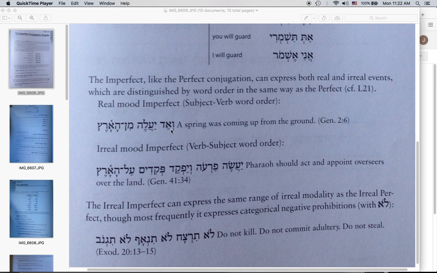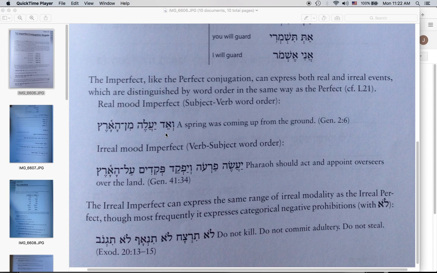So this is our subject, the spring. This is our verb. Notice the yod has been attached to the front, so we know it's an imperfect. It's third masculine singular. And we're translating this as coming up in the present, was coming up. The spring was coming up from the land. So this is a real mood, because this event is actually happening.